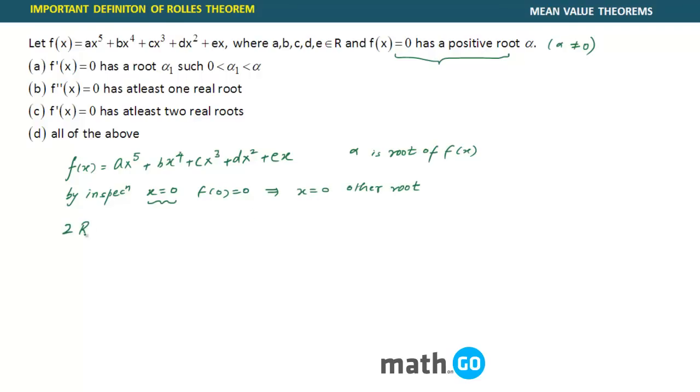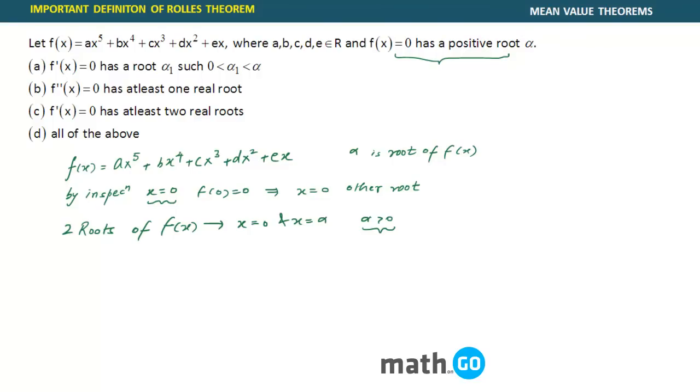So there are two roots of fx. What are they? x equal to 0 and x equal to alpha, and we know that alpha is greater than 0. This is given because it is a positive root, and in fact it's a mistake that I have made, that alpha should not be equal to 0, because it is already given positive. So positive means that it is not equal to 0. So just remove this over here.